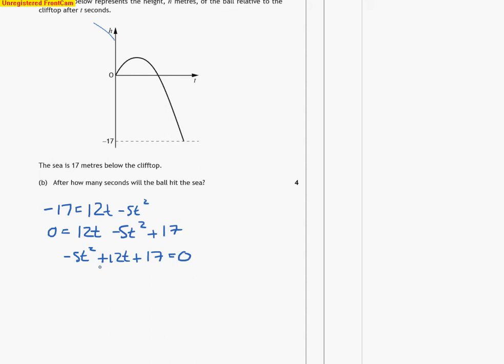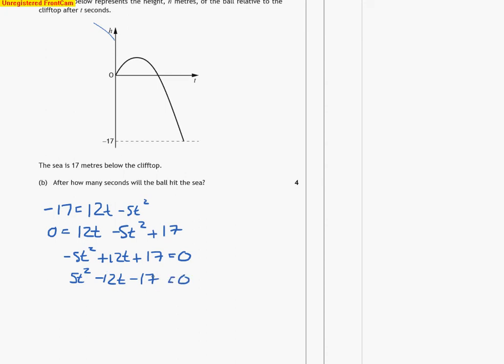At this point, I think I would change my signs. I would just times everything by minus 1. So I get 5t squared minus 12t minus 17. That should be looking familiar.